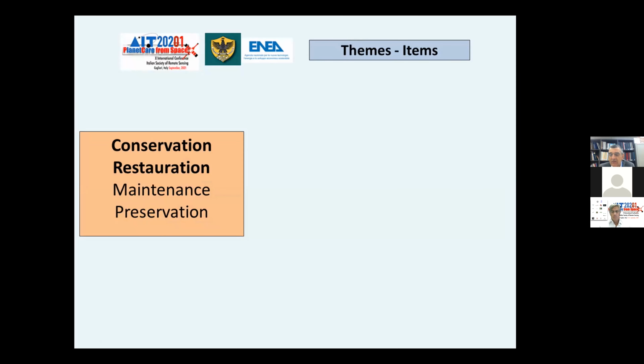When we speak about conservation and restoration, we should understand that there are different aspects. The main ones should be considered: conservation and restoration with different meanings, different values, and different practices. This moment is not the place to explain this, but in this section we should understand that maintenance and preservation are also very important.